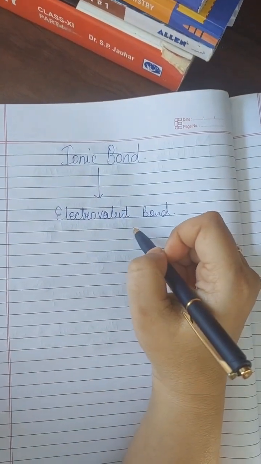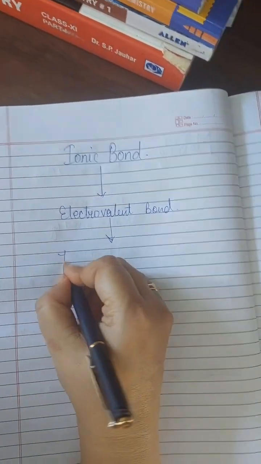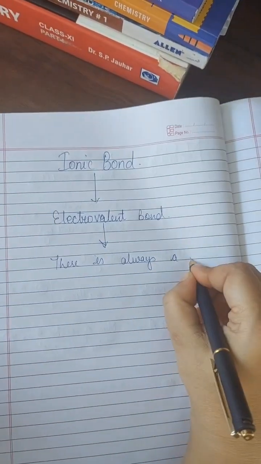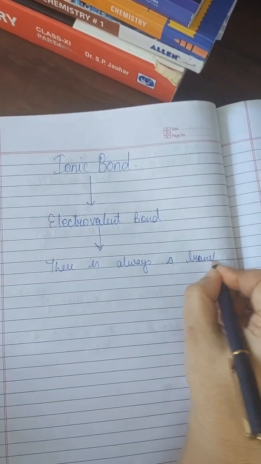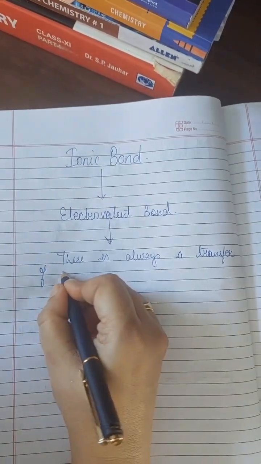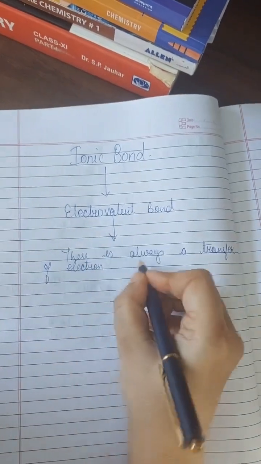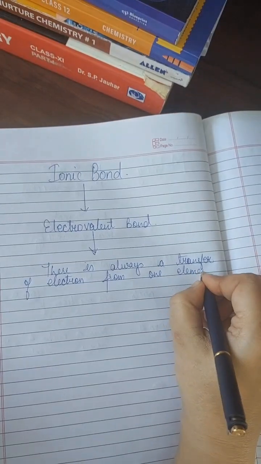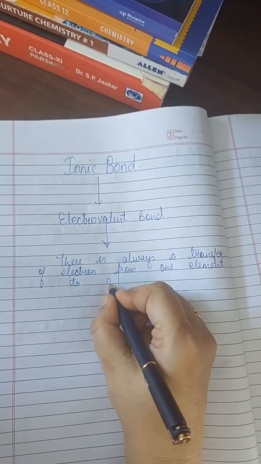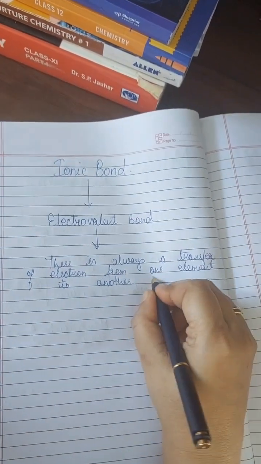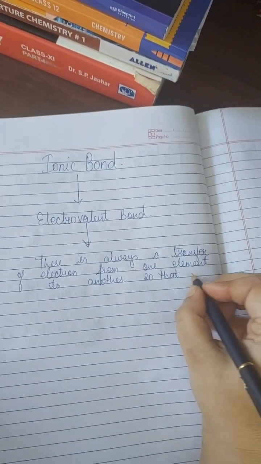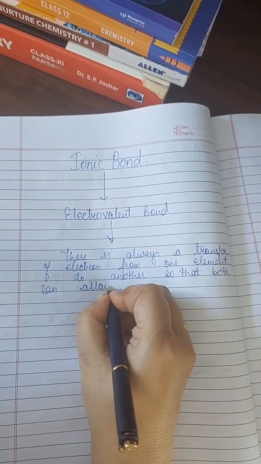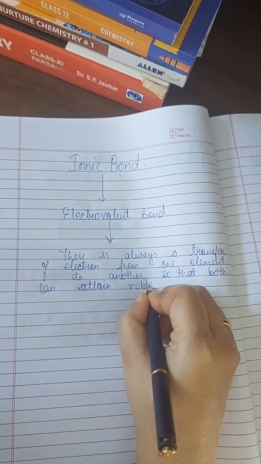In an ionic or electrovalent bond, there is always a transfer of electrons from one element to another, so that both can attain noble gas configuration.